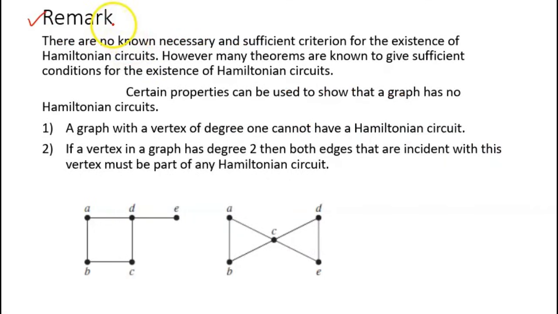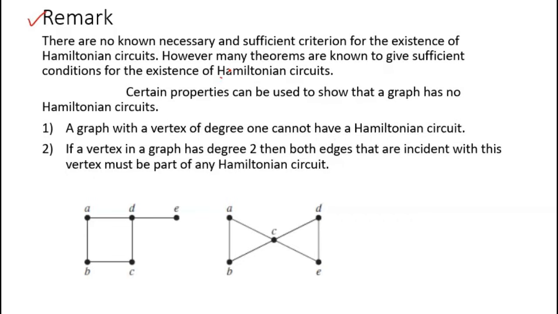So now let us look at this remark. It tells us that there are no known necessary and sufficient criteria for the existence of a Hamiltonian circuit. However, many theorems are known that give sufficient conditions for the existence of a Hamiltonian circuit. Ladies and gentlemen, I hope by now you are clear about what a necessary and sufficient condition is. A sufficient condition means that if this condition is true, then it is guaranteed that a Hamiltonian circuit will be there, but it is not necessary. It is also possible that if this condition is not true, still the Hamiltonian circuit may be present.